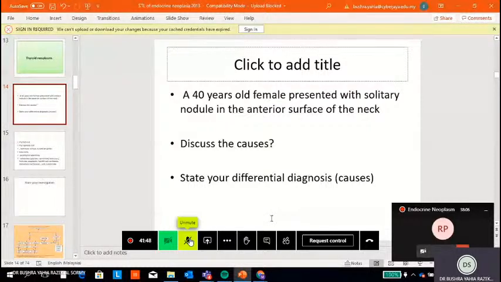How to differentiate thyroglossal cyst from thyroid cyst? How? Patient moves the tongue. Yes. Thyroglossal cyst, when you ask the patient to protrude the tongue, it will move. Okay. Thyroid cyst, ask the patient to swallow. It will move with the swallowing. Okay. What else?